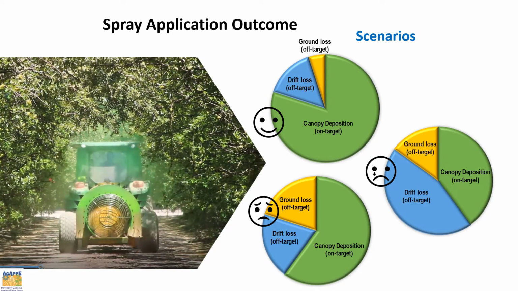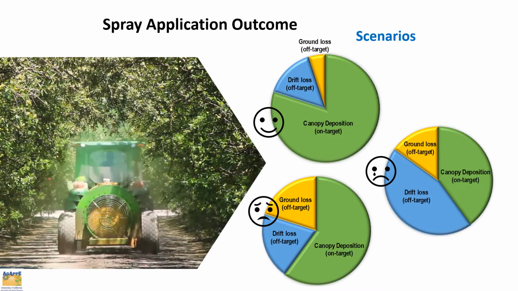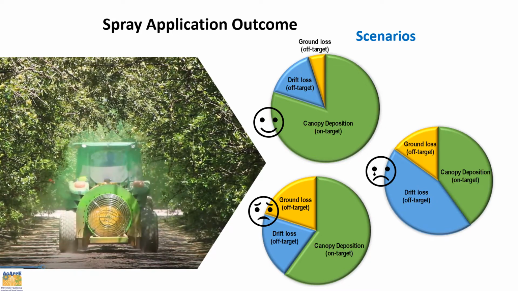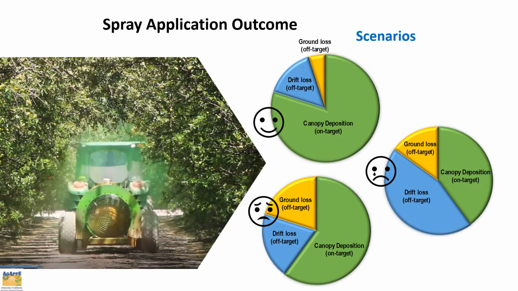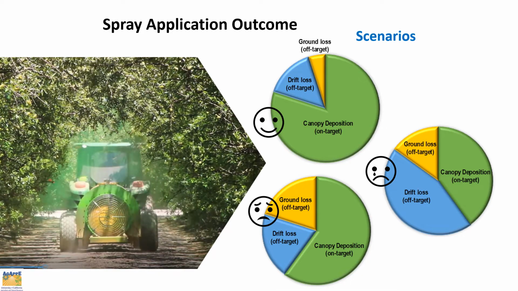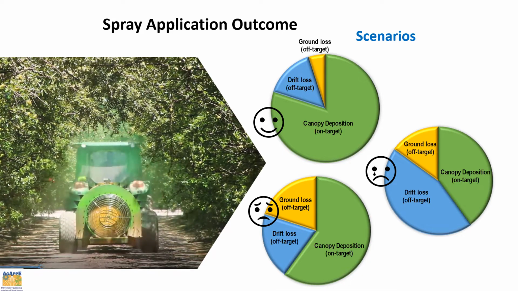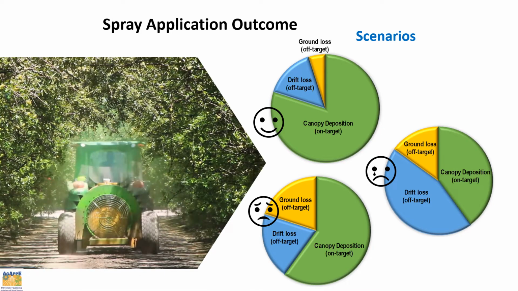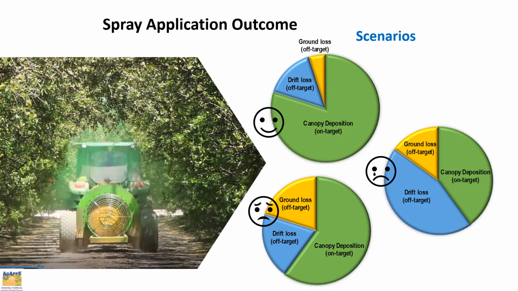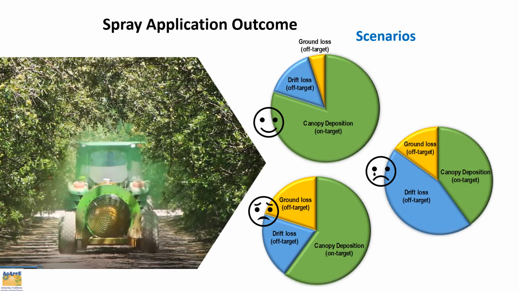The remaining spray that ends up on the ground or that drifts to unintended locations are considered lost. It is therefore important to maximize on-target deposition while minimizing ground loss and drift loss. This does not simply mean increasing the amount of spray applied, but rather optimizing canopy deposition.